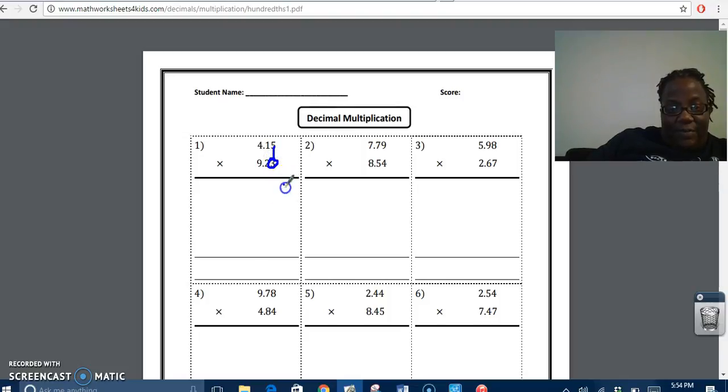Connect to 5. 5 times 3 is 15. Connect to 1. 1 times 3 is 3, plus 1 is 4. Connect to 4. 4 times 3 is 12. Boom. That anchor is finished. Add your 0 for place value.